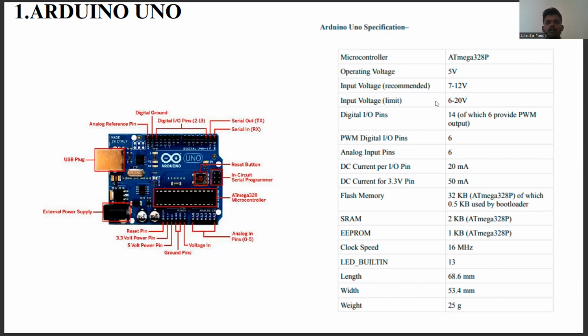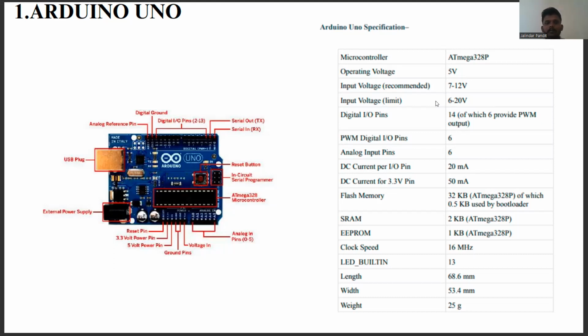So analog input pins. This board also has 6 analog input pins that can read analog signals, such as those from sensors. So DC current per input output pin is 20 milliampere. Each digital input output pin can provide a maximum current of 20 milliampere, which is the standard current for most digital devices. So DC current for the 3.3 volt pin is 50 milliampere. The 3.3 volt pin can provide a maximum current of 50 milliampere.